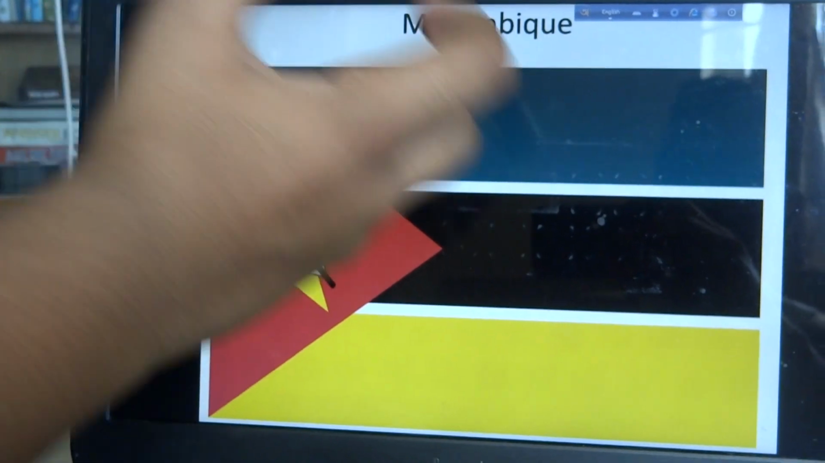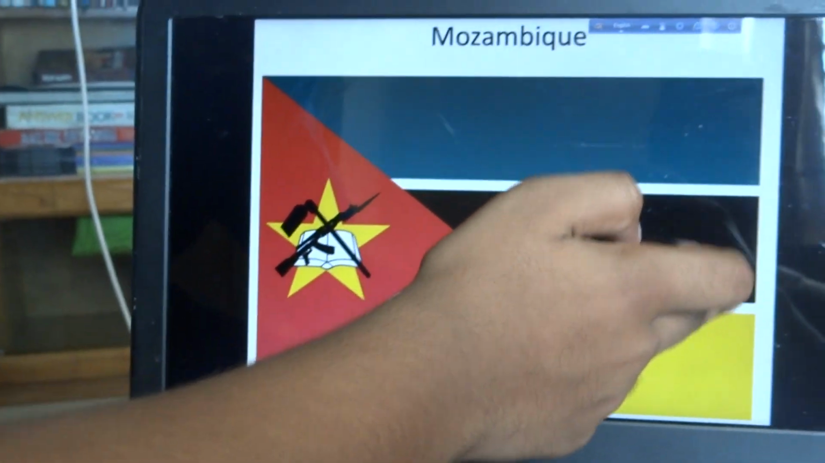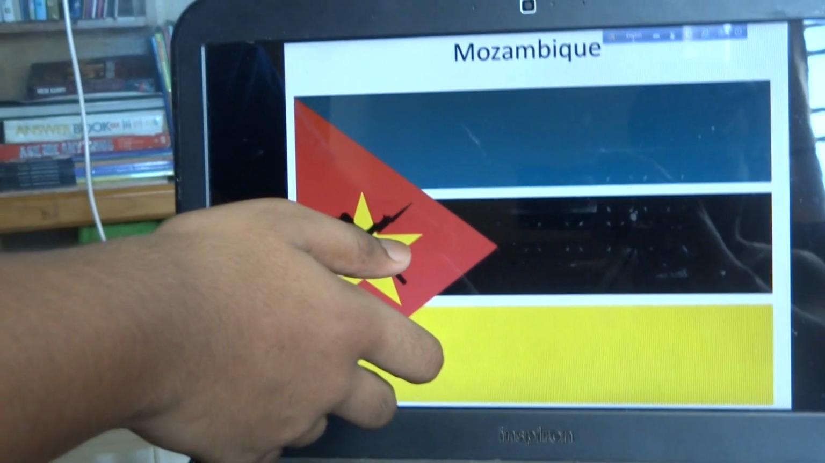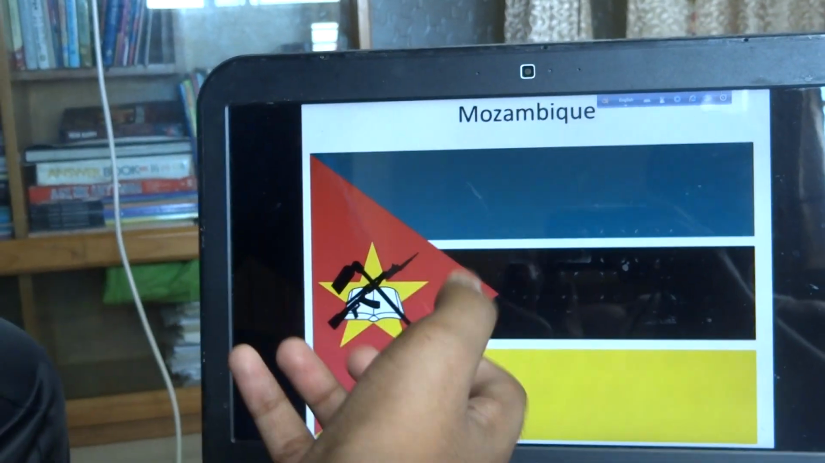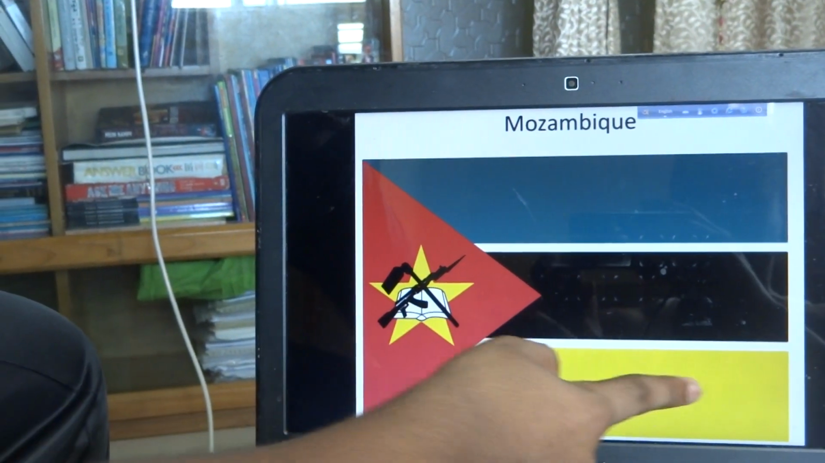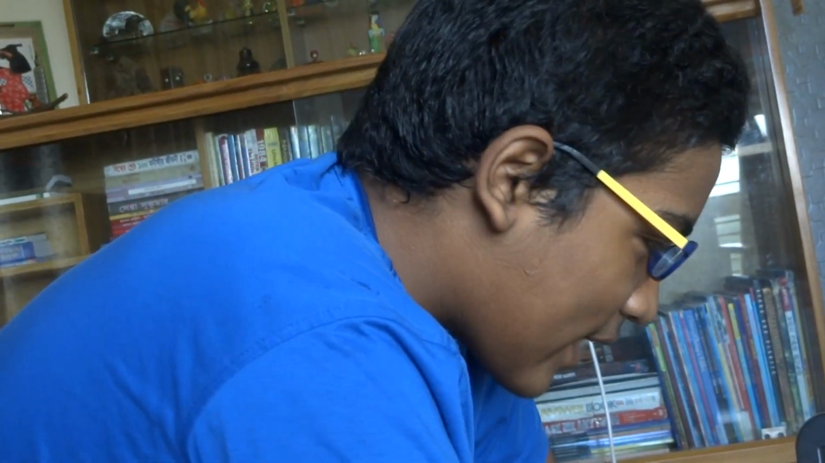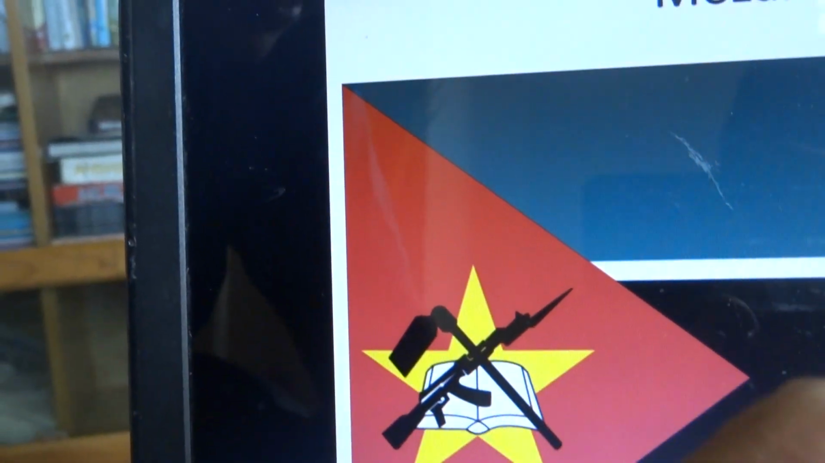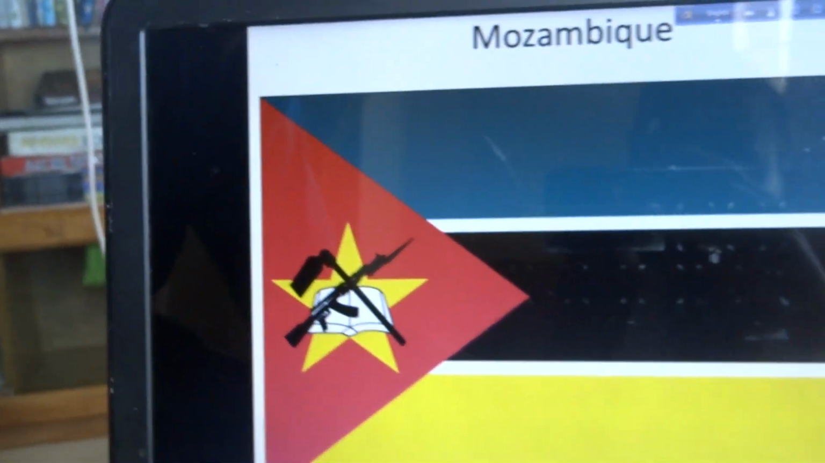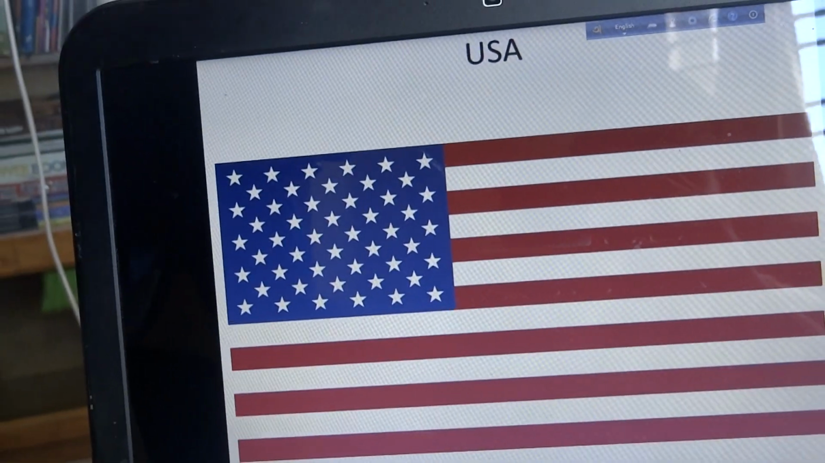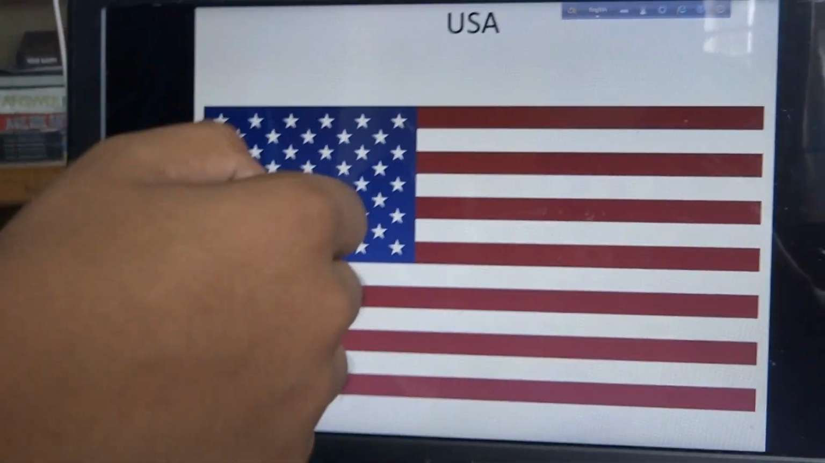This green band over here represents the soil, like our flag. This yellow line represents the minerals of the country. It is very rich in minerals, especially gold. And this black represents the fertility of the country. Okay, and you can see the book over here. I nearly forgot. This book represents the great importance of education. It has the highest education spending of all countries.